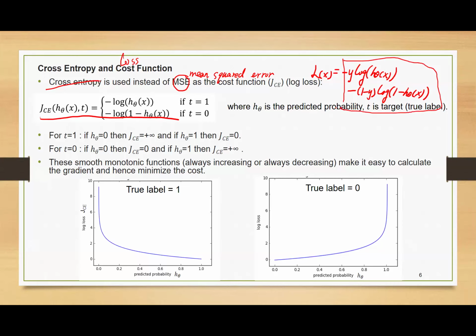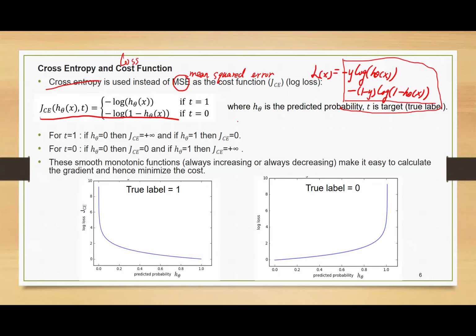However, we are doing binary classification here. So obviously the target value y can only be 0 or 1. When y is 1, then the second term disappears, because it becomes 0. So we only have the first term here. And because y is 1, y can also be eliminated. So it will be something like this.